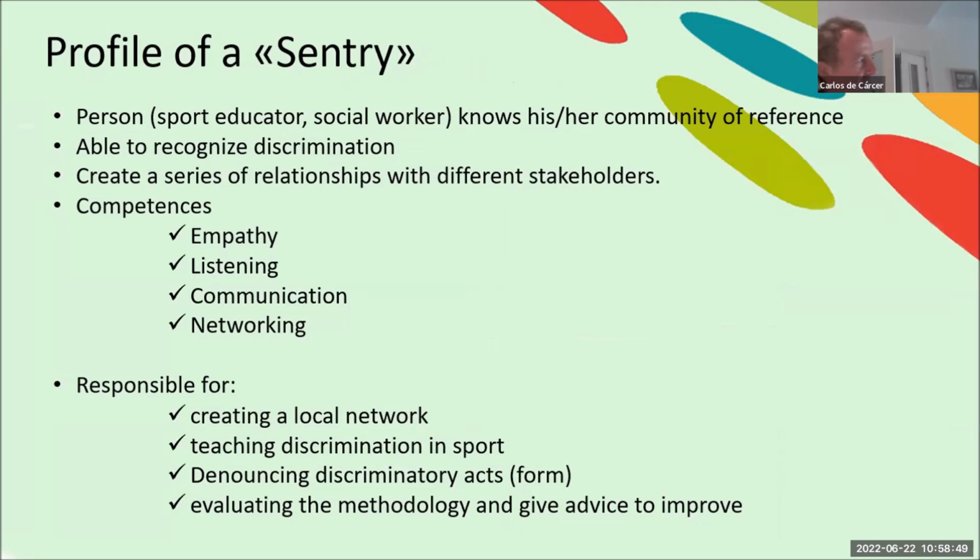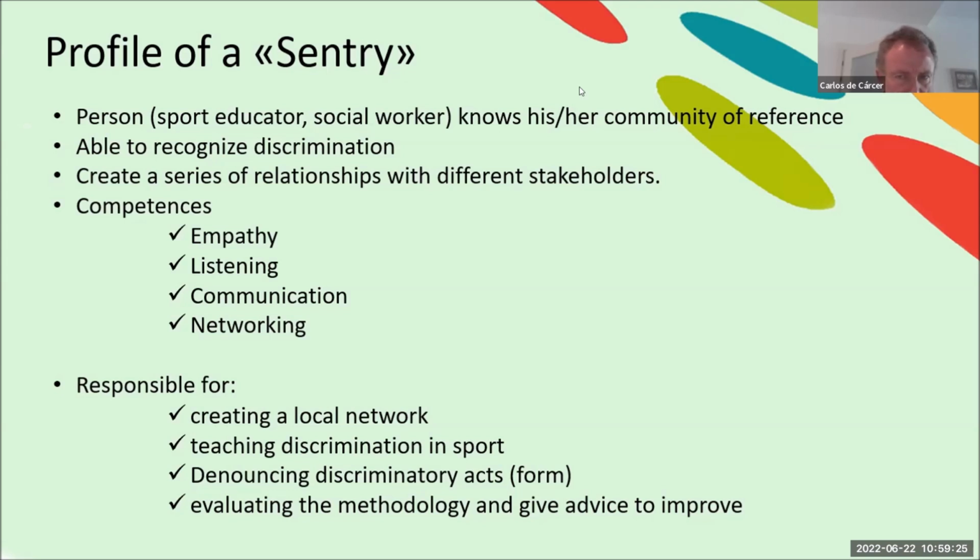So what is expected from a person or an organization that gets introduced to the Sentry Toolkit? It can be a person who knows his or her community. I mean, this slide is about the benefits and what we expect from a person who gets involved in the Sentry concept by using the toolkit. A person who knows his community is normally someone with a kind of awareness of this. When I say get to know, really, is able to recognize discrimination. This could be the result of using the toolkit.